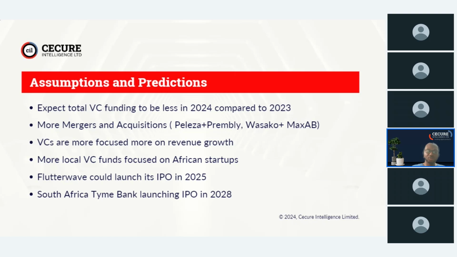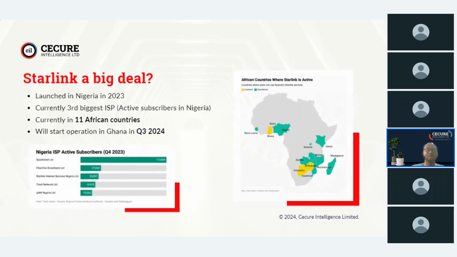So as far as beyond 2024, we should be seeing two companies, which are startups, list on the US Stock Exchange later next year. So that's what I was having as assumptions and predictions when it comes to tech trends and other things this year. So lastly, another thing we're focusing on is Starlink.